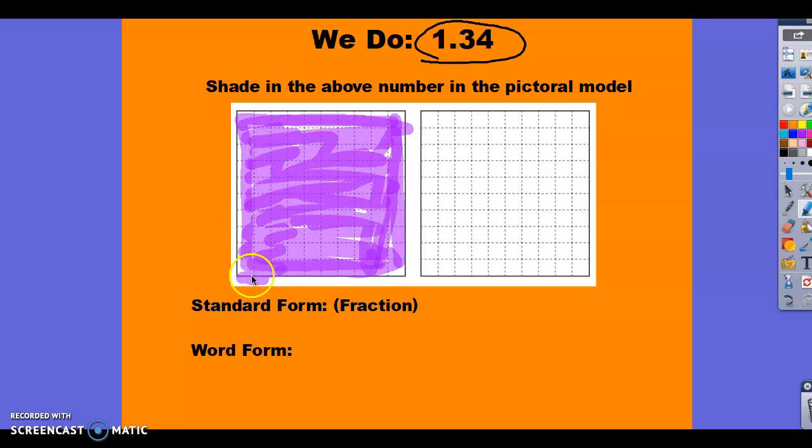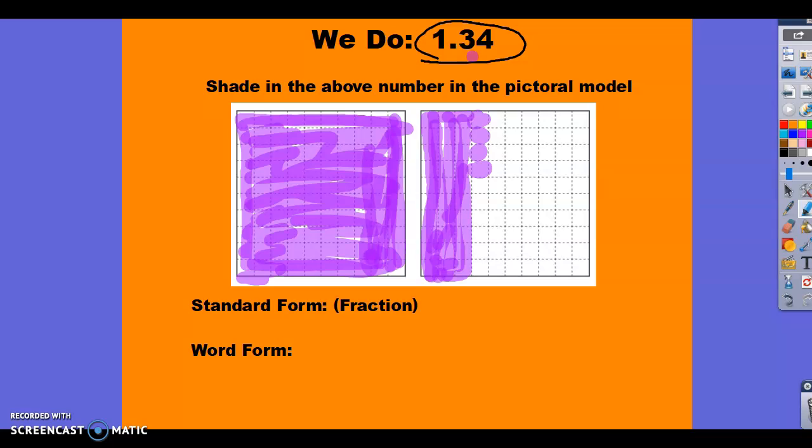And again, it takes me forever. So you'll have 1 whole. You have 3 tenths. 1, 2, 3. So you have your 3 tenths that is shaded in. And you have 4/100. So boom, boom, boom, and boom. Basic. So you have 1 whole and 3 tenths and 4/100.